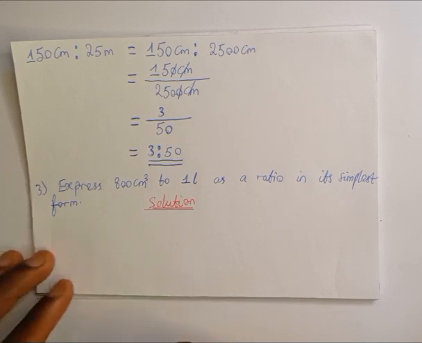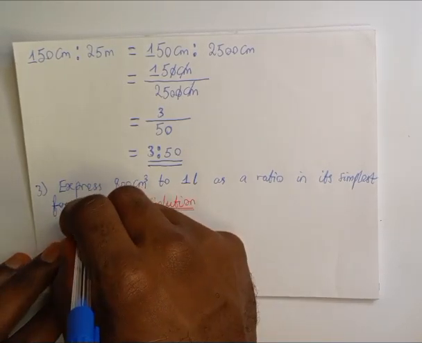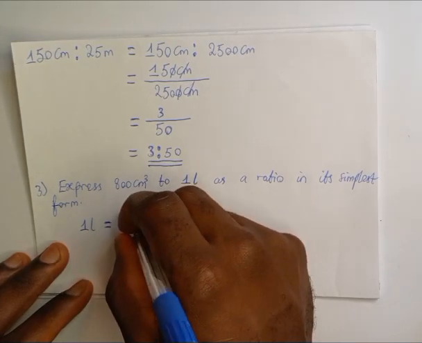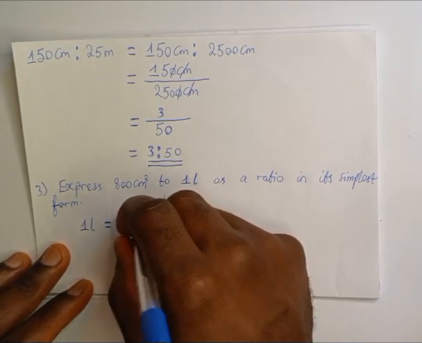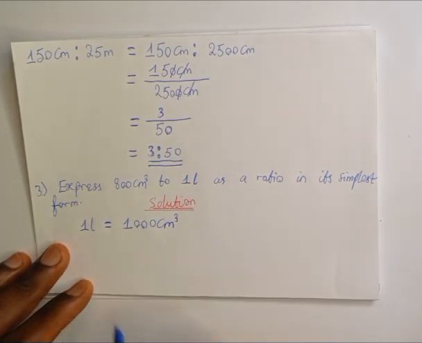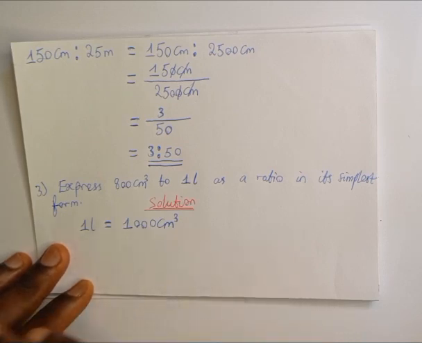Now let's answer the question. We know 1 liter is equal to 1000 centimeters cube. There's a video where I did all these conversions, how to convert from liters to centimeters cube, decimeters cube, milliliters, and so on. You can watch that video. You will learn so much from it.